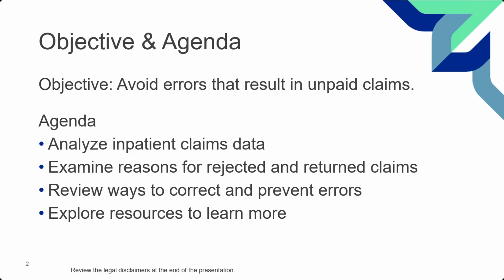So we're going to begin with where we got the information we're going to be discussing today and what that data shows. We're going to look at the top categories of edits and then decipher ways to correct and hopefully keep them from happening in the future. Now, even if you haven't received any of these particular errors that we're going to be discussing, this information will help you if you ever do.